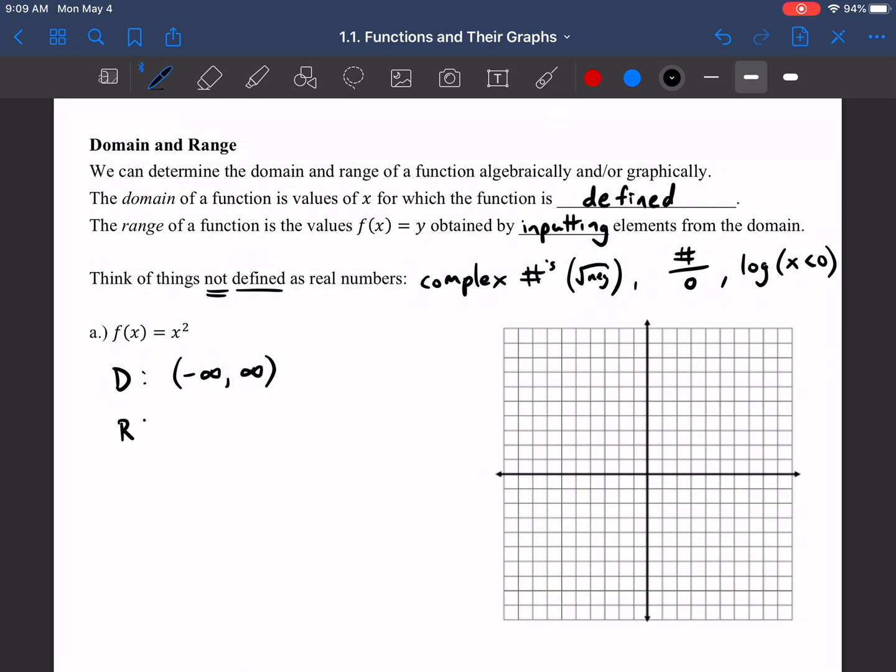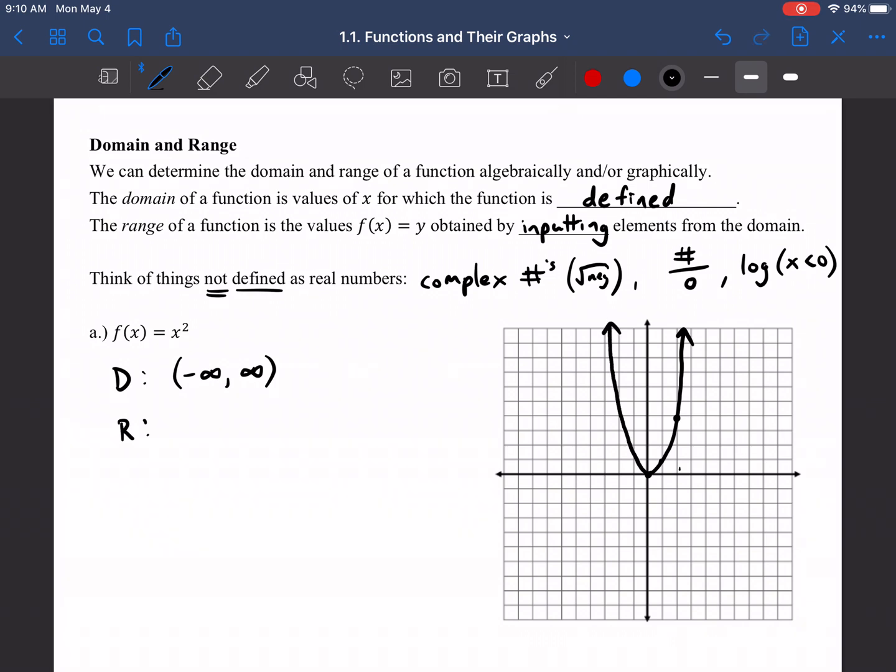Our range, on the other hand, is the numbers we get once we plug this in. Now, you should be familiar with this graph. It starts at (0, 0), (1, 1), (2, 4). Did I get that right? Yep, (2, 4). And it curves up like this, and we get a parabola.